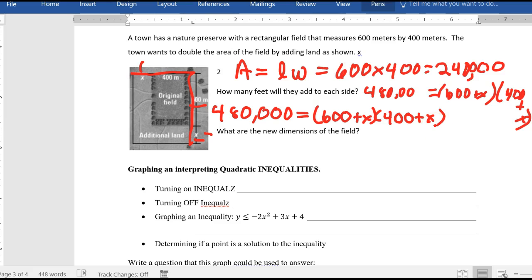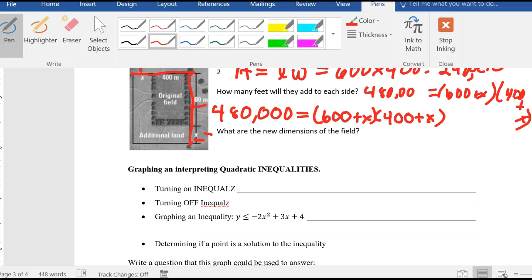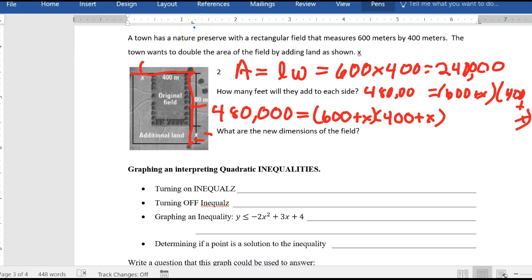And the deal is we're going to put this in our graphing calculator to get the answer. But in order to do that, we have to set it equal to 0. And to do that, we're going to subtract 480,000 from both sides, which gives us 0 equals 600.